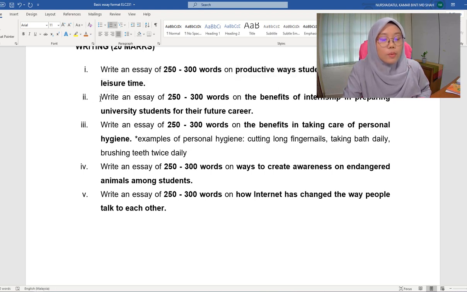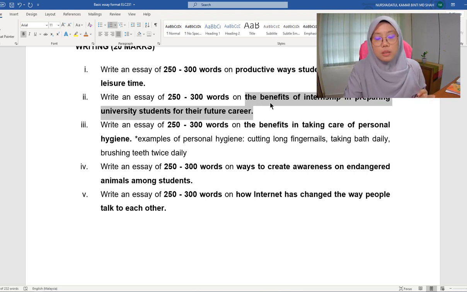Now, let's take a look at question number 2. Write an essay on the benefits of internship in preparing university students for their future career. So what are the 3 benefits of internship for students to better prepare them for their career in the future? Okay, so you have to think of the benefits of internship. Right, so this is what I mean when you have to brainstorm first.